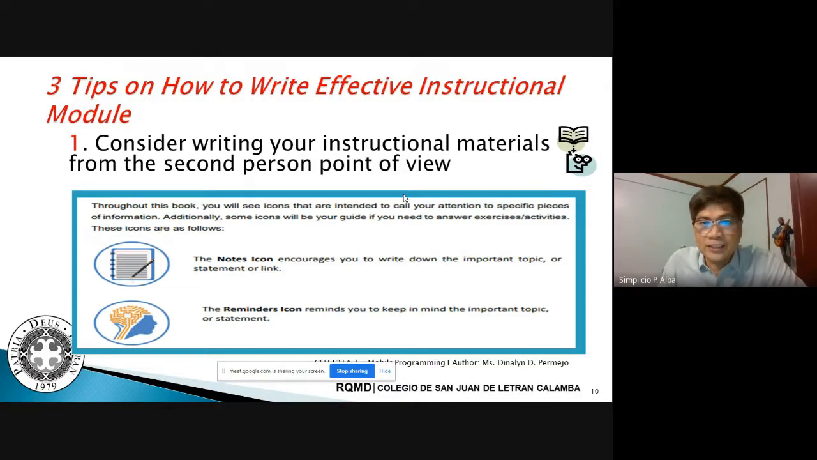You will see icons that are intended to call your attention to specific pieces of information. The notes icon encourages you to write down the important topic or statement or link, and the reminders icon reminds you to keep in mind the important topic or statement.